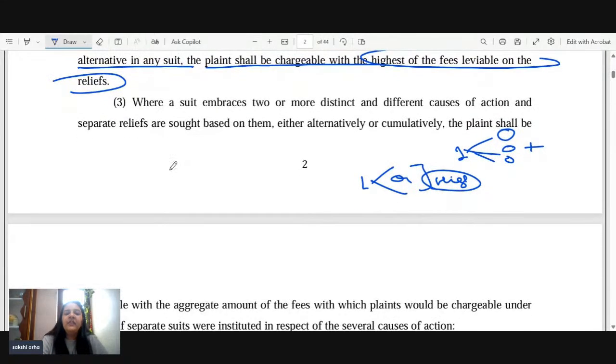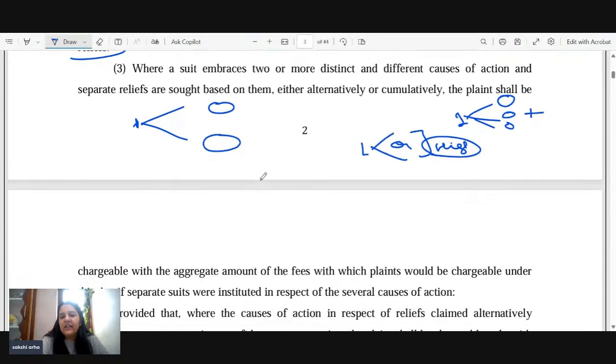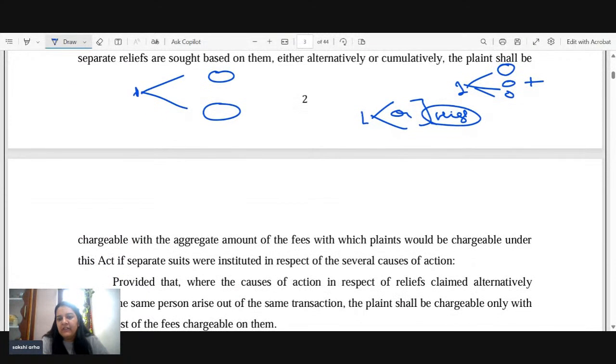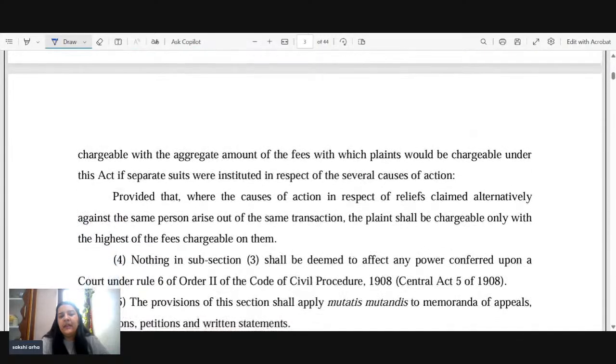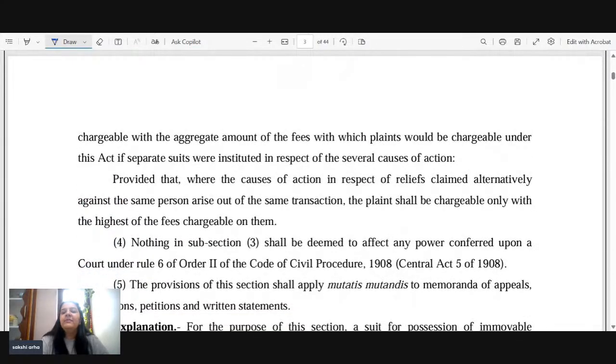And third, where a suit embraces two or more distinct and different cause of action. In one suit, there are two or more different cause of action. और उसके लिए आप separate reliefs मांग रहे हो. Okay, there are two cause of action and for which you are claiming separate reliefs. Then either alternatively or cumulatively, the plaintiff shall be chargeable with the aggregate amount of the fees with which plaintiff would be chargeable under the act if separate suit were instituted.